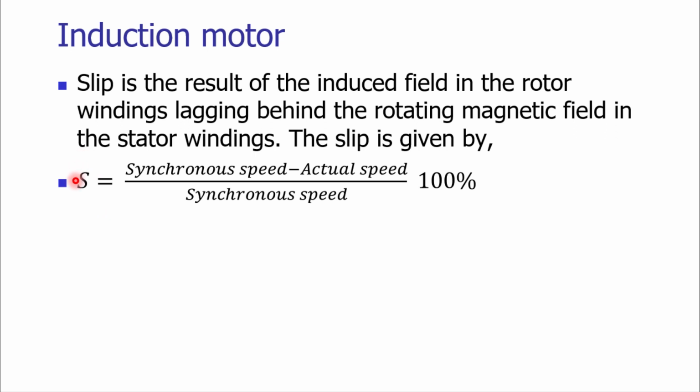Simply we can compute the slip as the ratio between difference of the synchronous speed, that is the desired speed, and the actual speed to the synchronous speed or the desired speed. It is generally given in terms of the percentage.